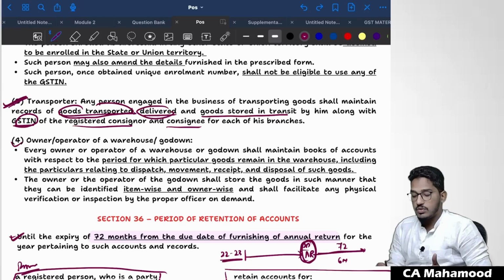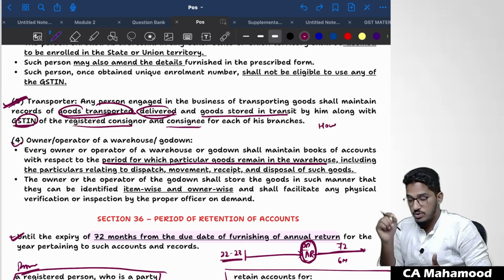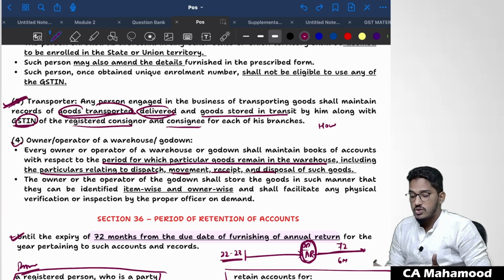In case you are an owner or operator of a warehouse or godown, then what should you do? Every owner or operator of a warehouse or godown shall maintain books of accounts with respect to the period for which particular goods remain in that warehouse. If you are a warehouse operator, you have to maintain how long those goods were there in your warehouse. The time also you have to mention, including the particulars relating to dispatch, movement, receipts and disposal. So when it was dispatched, when it was moved, when it was received, those time-related details also you have to maintain if you are running a warehouse or cold storage.